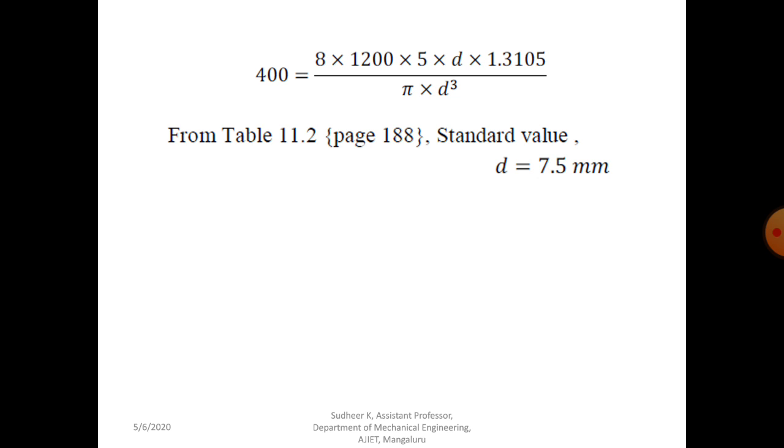Sometimes we'll get an approximate value. You are not supposed to use an approximate value for the design procedure. Once you get the standard value, for the rest of the design procedure you have to use the standard diameter of the wire.